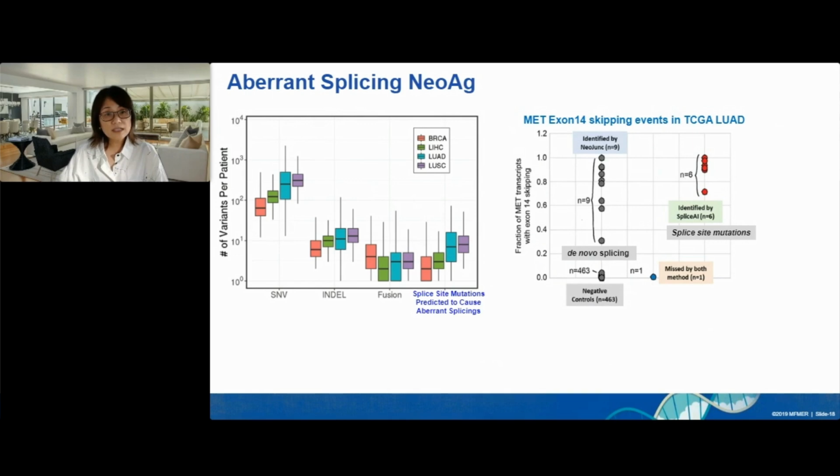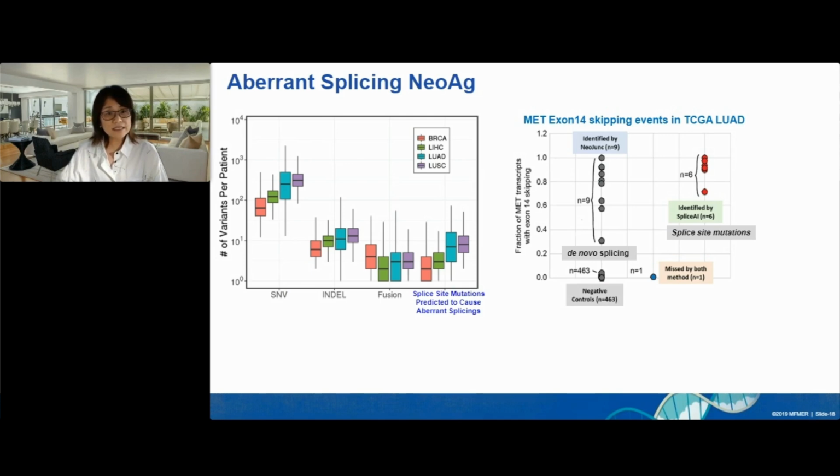First of all, there is a category of DNA mutations located in splice sites that can lead to aberrant splicings. As shown in the figure to the left, the quantity of these mutations is on par with indels and gene fusions, using TCGA breast, liver, and the 2 lung cancer types as examples.